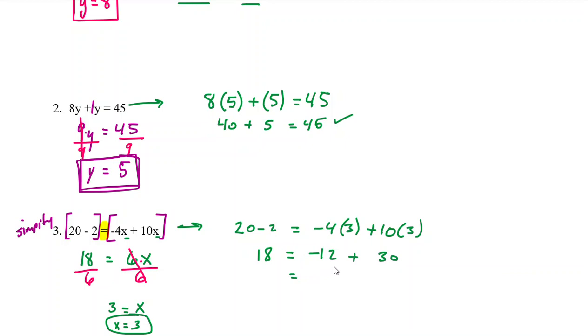Well, let's see. Negative 12 plus 30, the signs are different. We subtract, we get 30 minus 12 is 18, and keep the sign of the stronger number, which is positive, and it worked. Woohoo! We are batting 1,000 today.